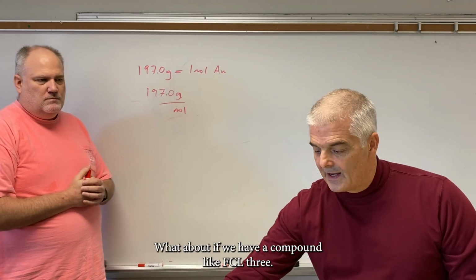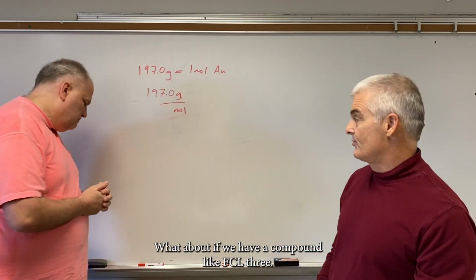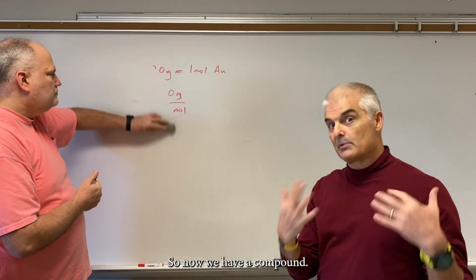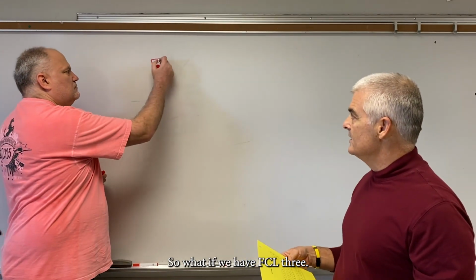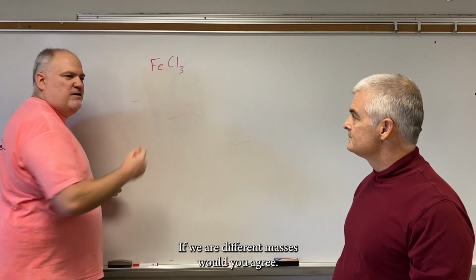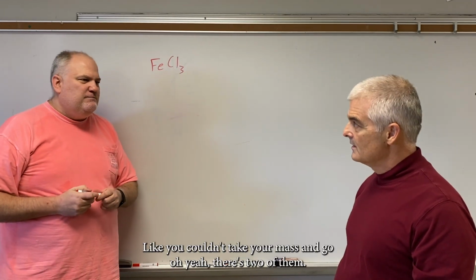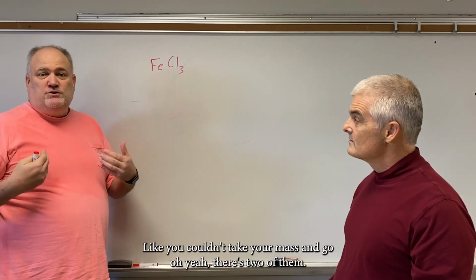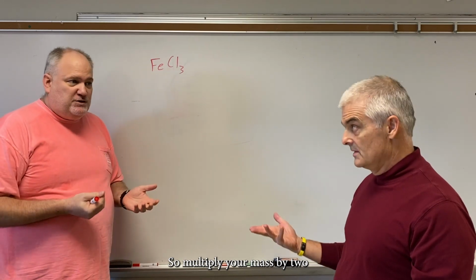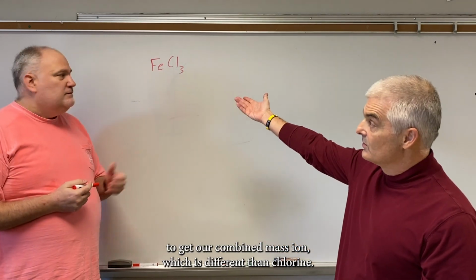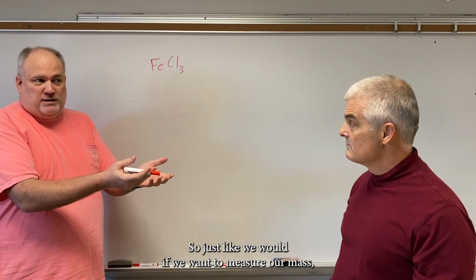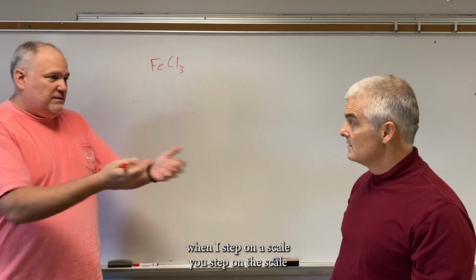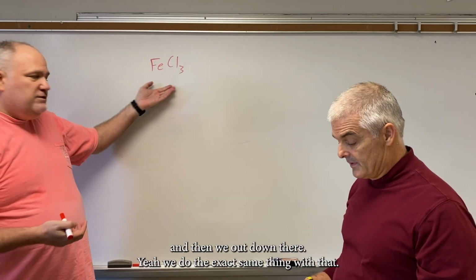What about if we have a compound like FeCl3? Remember we learned about compounds in our last unit. Here's the thing: the atoms have different masses. You couldn't take one mass and say there are 2 of them, so multiply by 2 to get the combined mass. Iron weighs differently than chlorine, and we know there are 3 chlorines. Just like if we wanted to measure our mass, you step on a scale and we add it together, we do the exact same thing with atoms.